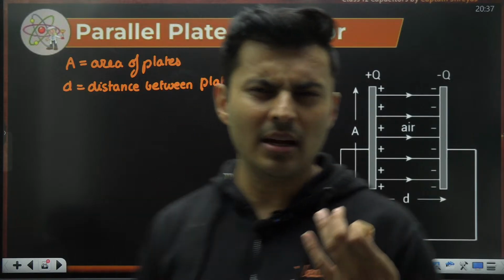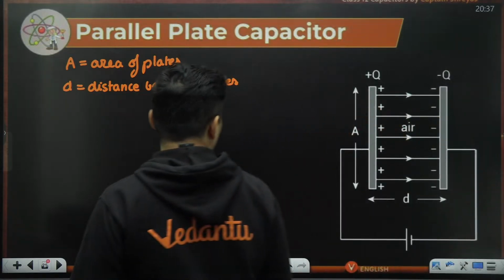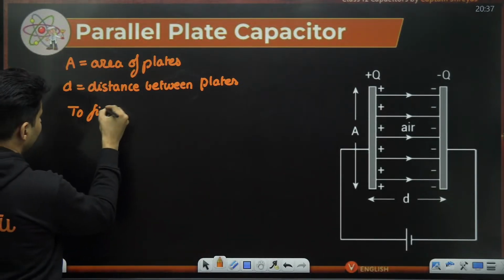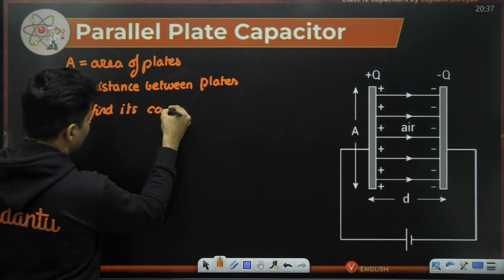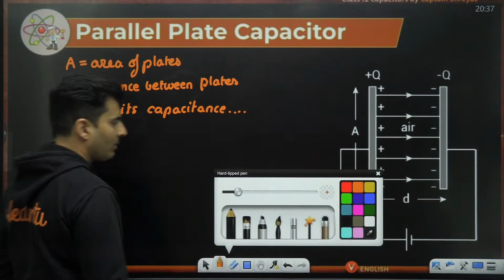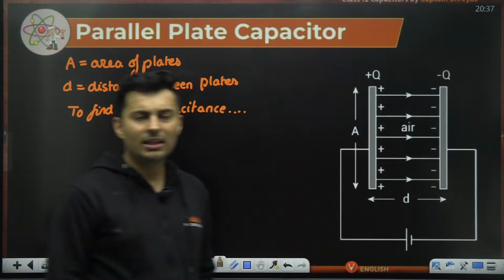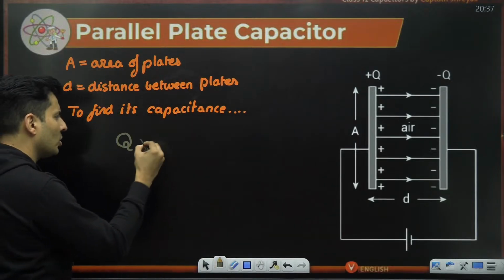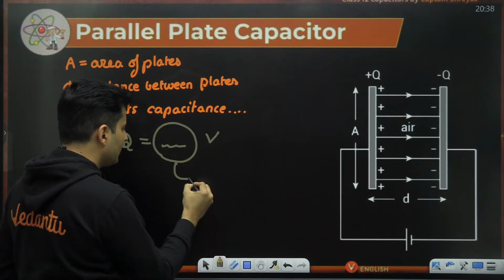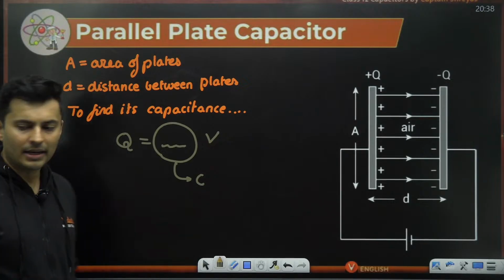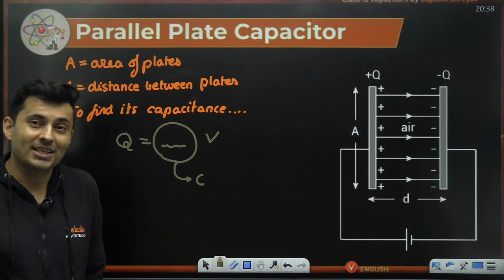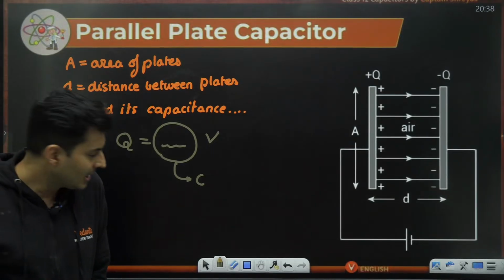We want to figure out the capacitance of this particular parallel plate capacitor. So our aim is to find its capacitance. I will keep one thing in the back of my mind: somehow if I show charge is something into voltage, whatever that something is will be the capacitance. Agree or disagree? If I show charge is proportional to voltage, that constant of proportionality will become the capacitance.